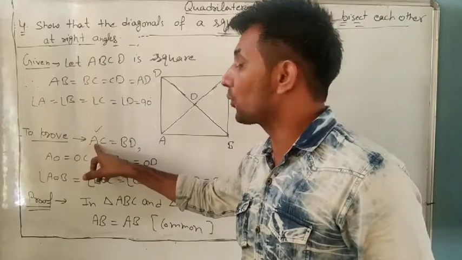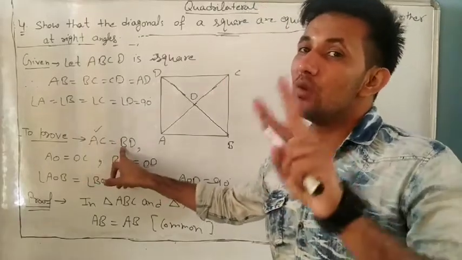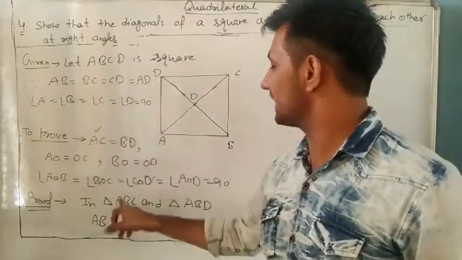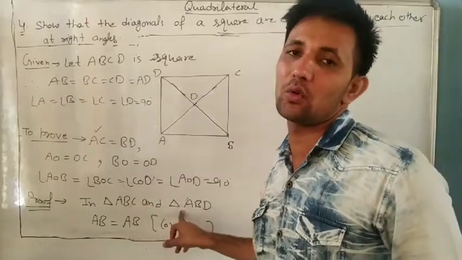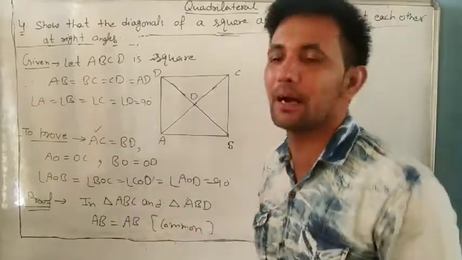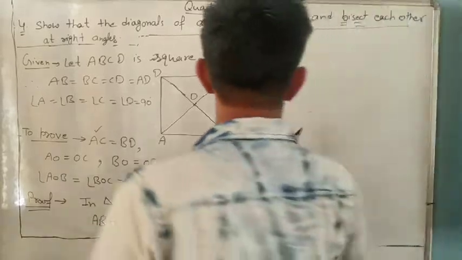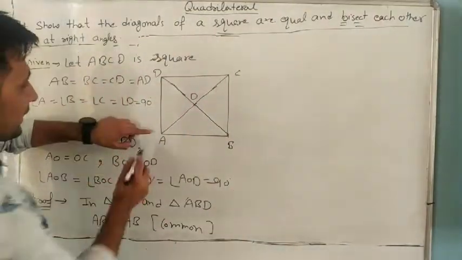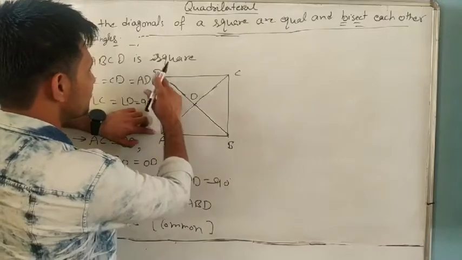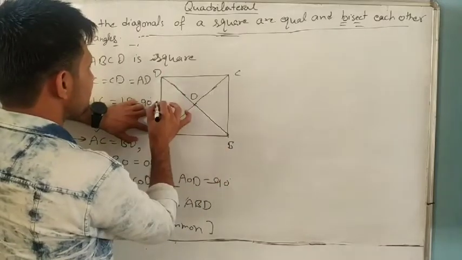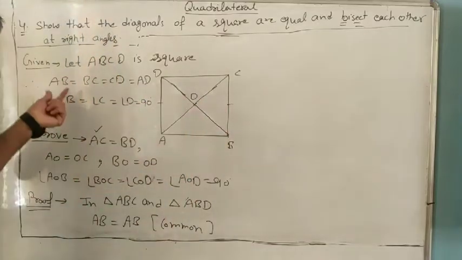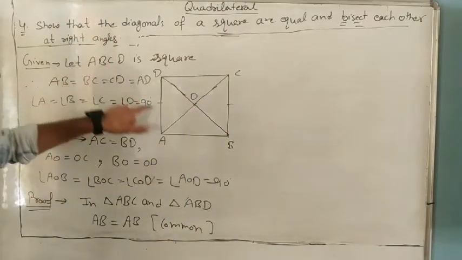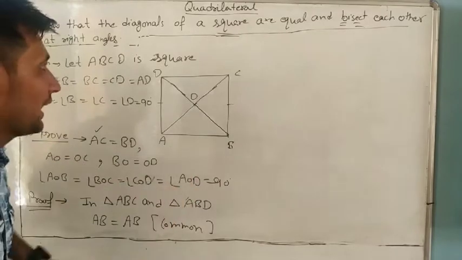And if we want to prove that AC equal to BD, we will take two triangles in which AC and BD are given. And we will prove that these two triangles are congruent. If triangles are congruent, corresponding parts are always equal. Understand it? Next, in ABD and ABC, BD equal to BC, because ABCD is a square. In a square all sides are equal.